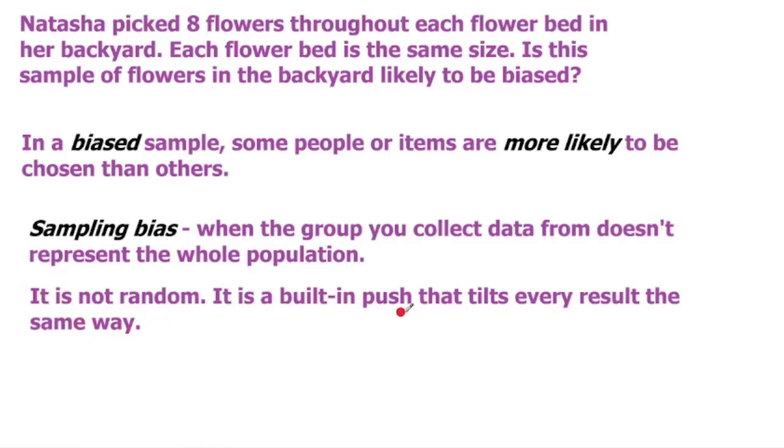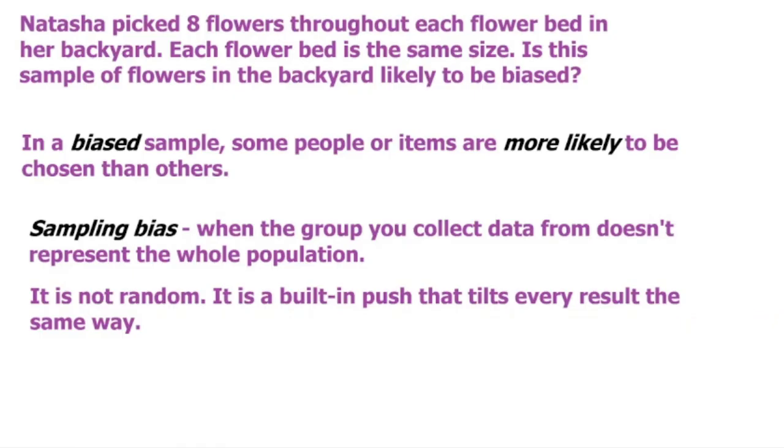It is a built-in push that tilts every result the same way. So that's what bias is. It is not random. So you're doing things not randomly. And because of that, there's a built-in tilt to the results.